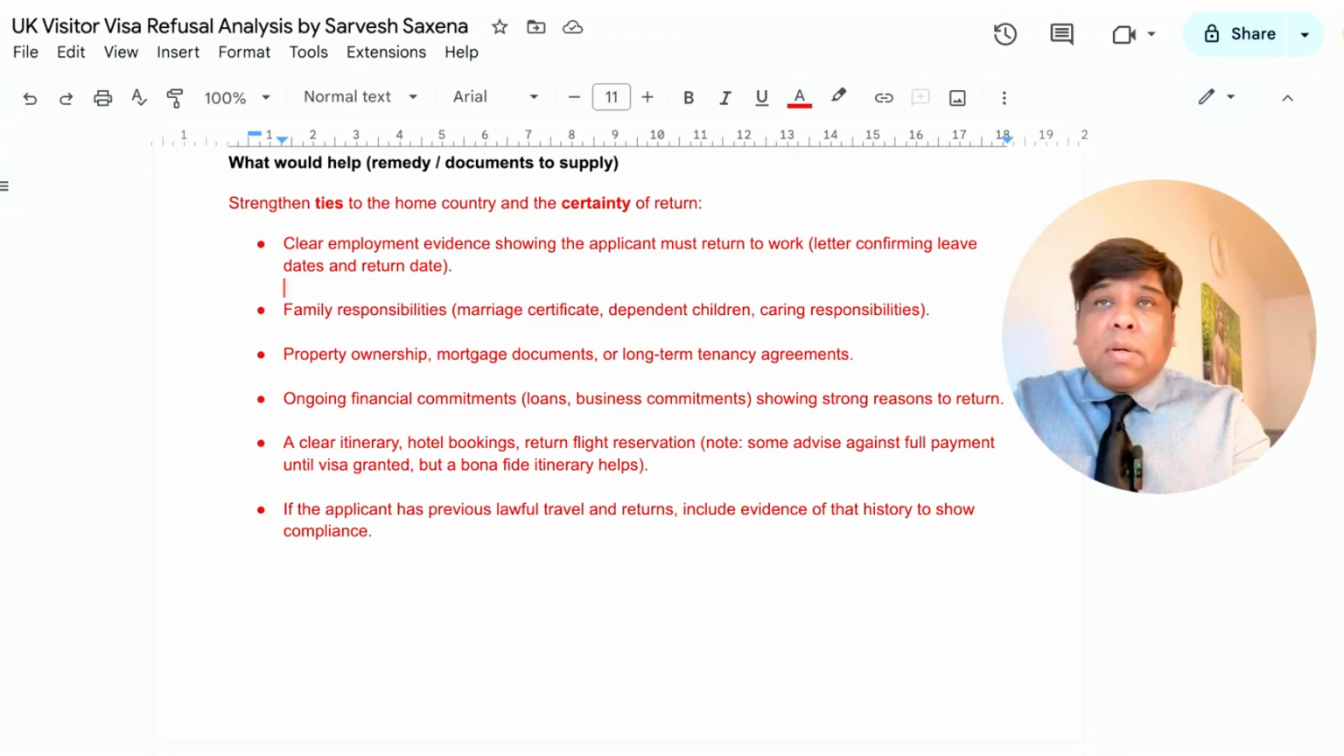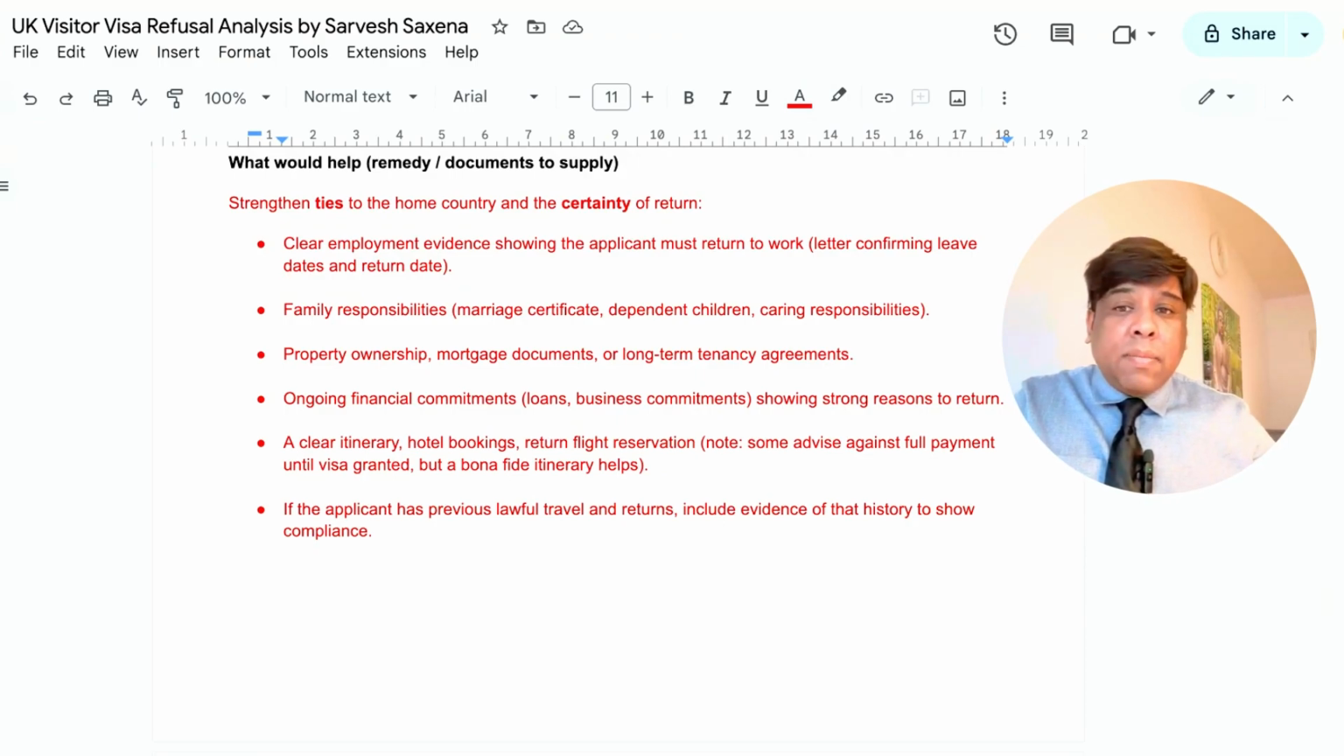Give the contact details of the HR manager on a letterhead, stating that you have to return back on this date, right? You show that. Then you need to show family responsibilities, like you are married, or if you've got a tenancy agreement that you have to pay. There has to be something. And if you have a long-term tenancy agreement where you're living, and you've been paying these expenses, then look after your parents or your children, you will come back.